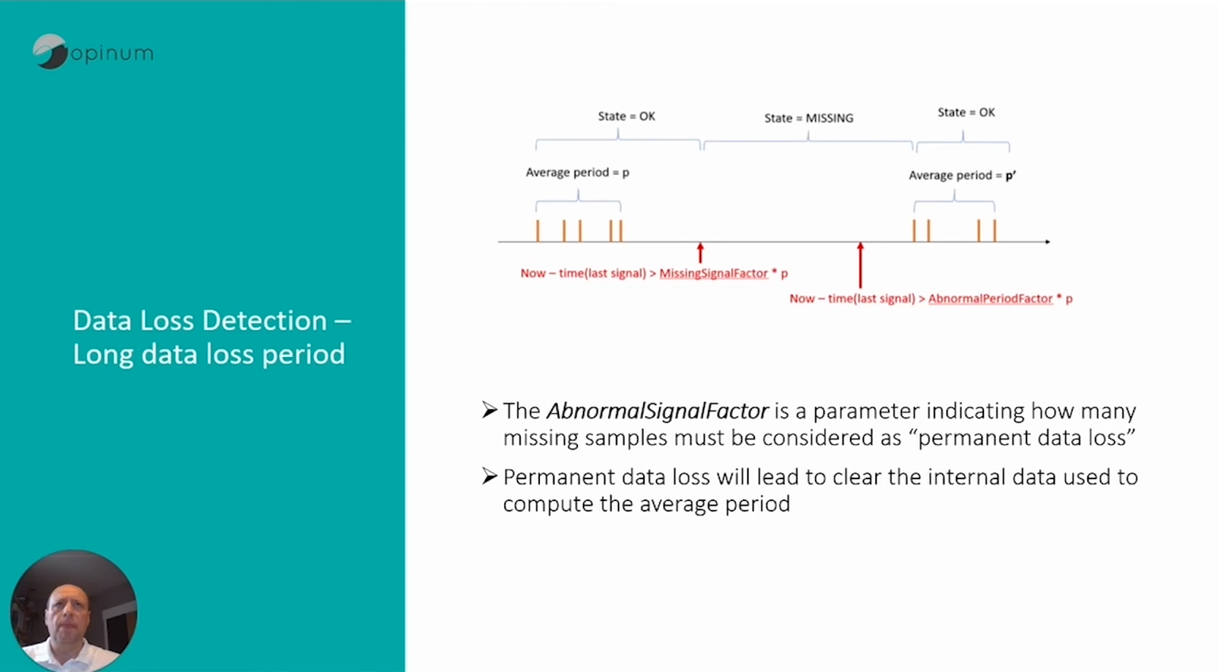This allows you and us to have a better evaluation of the period, especially if you change the sampling time in your device. If we don't reset the internal count and the value used for the average period, it could take quite a long time to adapt, because remember that we use the last 100 data points to calculate the average period. So you will tell the data loss detection engine that after a given period of time, we must restart the computation of the average period.